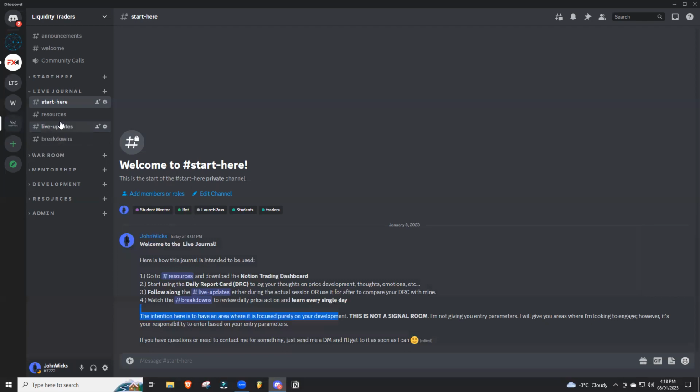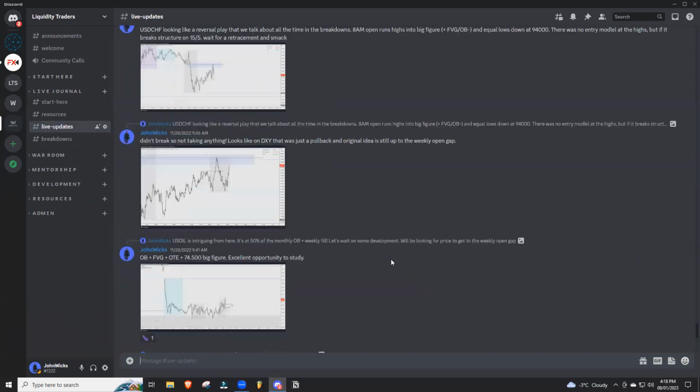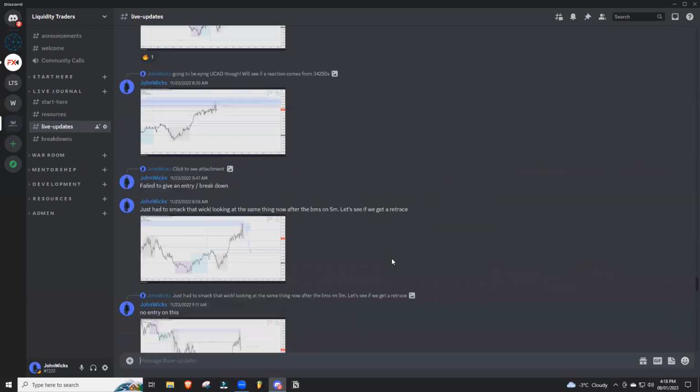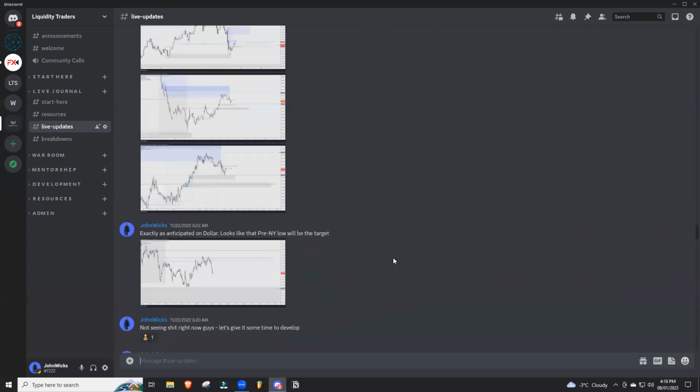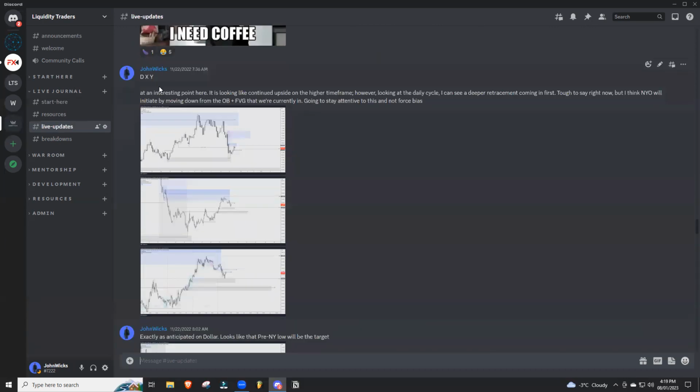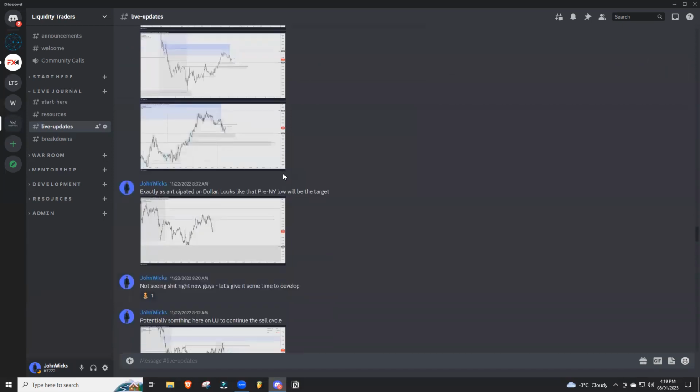So this is an example of the live journal. At the beginning of every day, we're going to start off with the dollar index. I'll be talking about where I'm looking at the points of interest, what I'm looking at for the day, and what my bias is. If I don't have a bias, then it is what it is, and I'll tell you that right in the journal. I'll say, not seeing anything right now, let's let it develop, and so on and so forth.